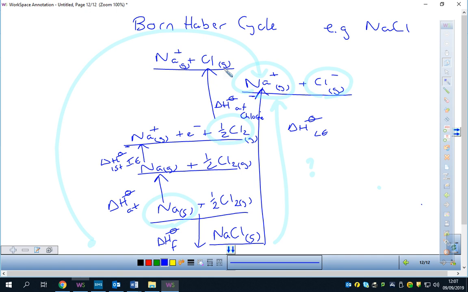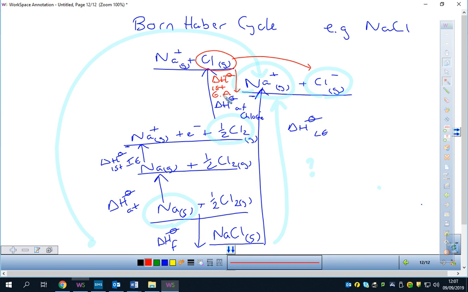The final change that I have is from here to here. This is where my chlorine gaseous atoms are turned into gaseous anions. They have gained an electron. This is known as the first electron affinity, or EA, of chlorine. It's an exothermic change.